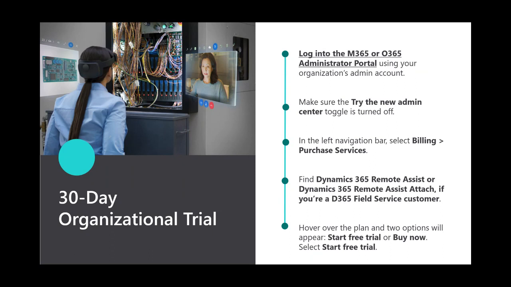And then we wanted to call out that right now there is a new admin center toggle button, but in order to get the full view, you need to have this toggle off. And then they must go into the menu on that page and go to Billing and Purchase Services. And then they can search for Remote Assist, or Remote Assist Attach if you're a field service customer, and they can select Start a free trial when they find the Remote Assist button.